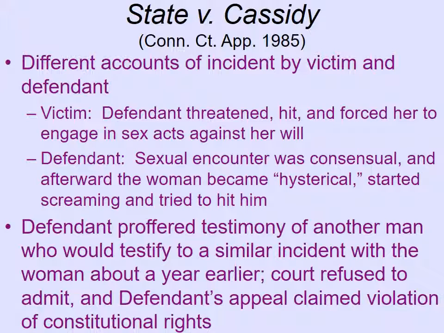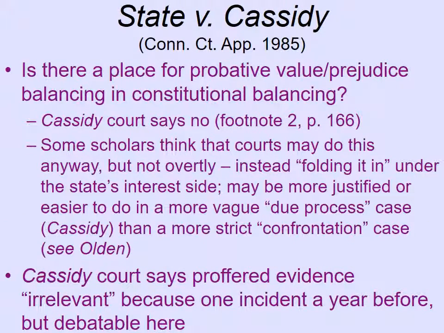Now, Cassidy at trial and here on appeal is claiming that excluding this evidence violated his constitutional rights. He said it violated his rights both to due process under the 14th Amendment and his right to confront witnesses under the 6th Amendment. So in order to consider Cassidy's appeal, the appellate court is going to have to do this required constitutional balancing.